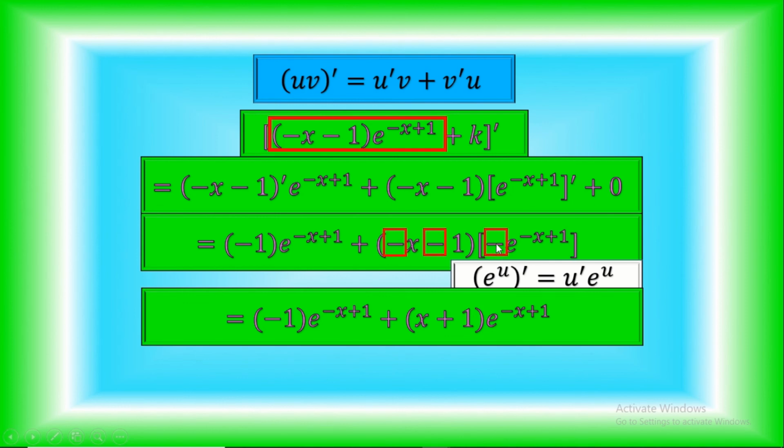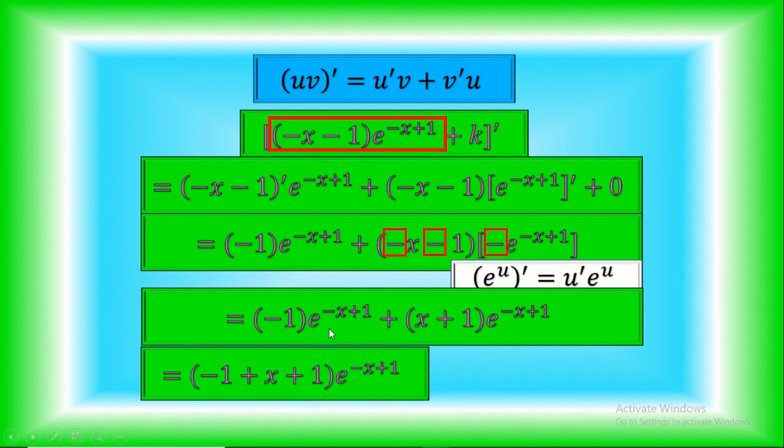Now if we multiply minus times minus, plus, also here minus times minus, plus, then it will be (-1 + x + 1) all multiplied by exponential(-x + 1). Note that -1 plus 1 cancelled, so it's equal to x exponential(-x + 1).